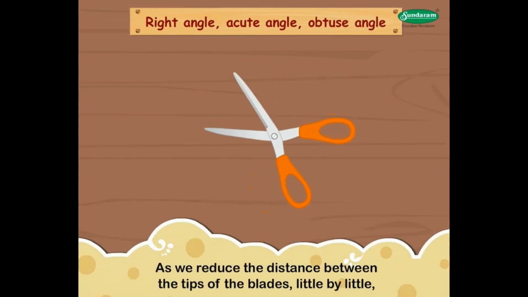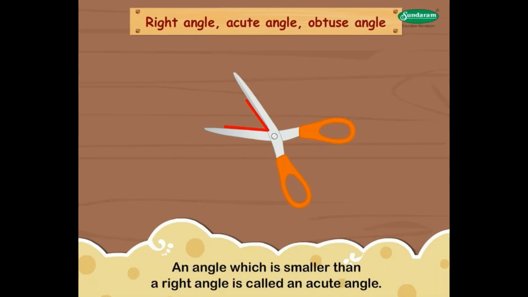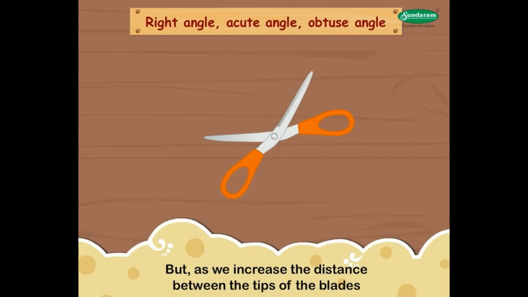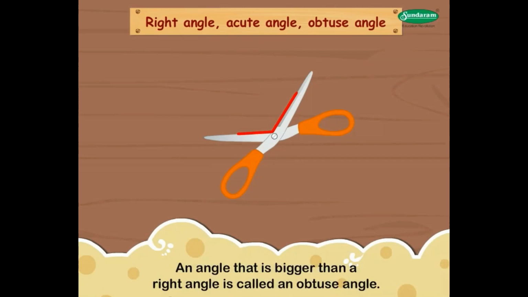As we reduce the distance between the tips of the blades, little by little, the angle between the blades grows smaller than a right angle. An angle which is smaller than a right angle is called an acute angle. But as we increase the distance between the tips of the blades, the angle between the blades grows bigger than a right angle. An angle that is bigger than a right angle is called an obtuse angle.